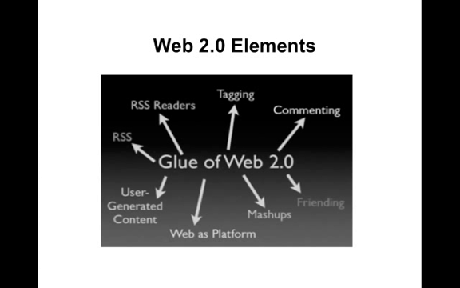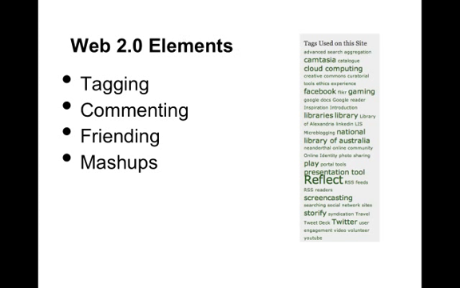There are many elements which make up Web 2.0, including RSS and RSS feed readers, tagging, taxonomies, commenting, user-generated content, the web as a platform, mashups, and friending. The diagram on the slide illustrates these aspects of Web 2.0. This presentation will now attempt to describe and discuss the major elements of Web 2.0.